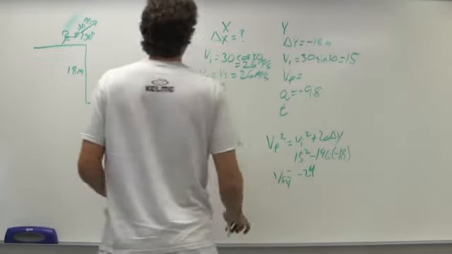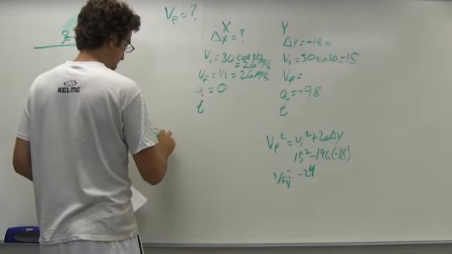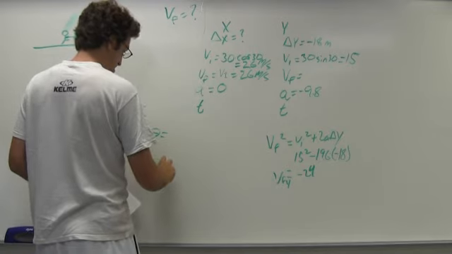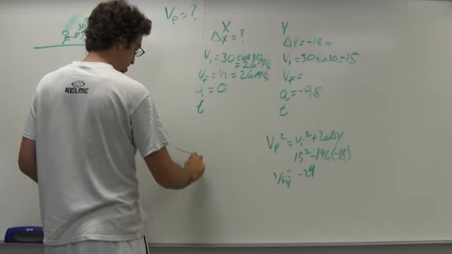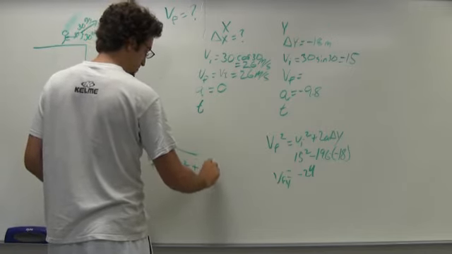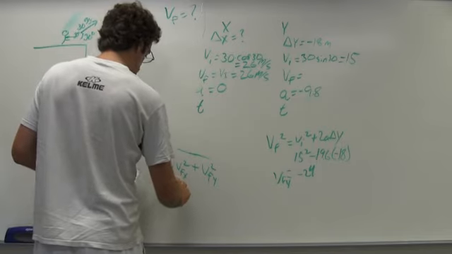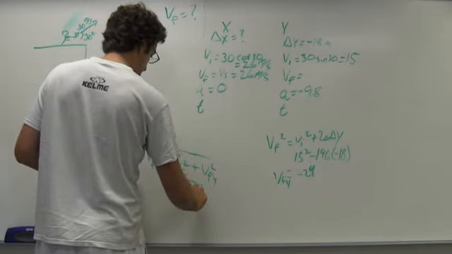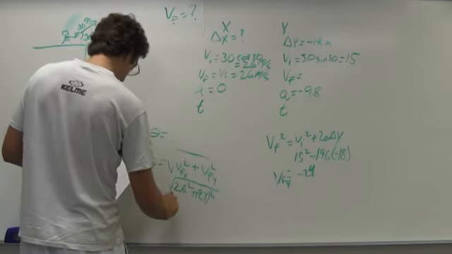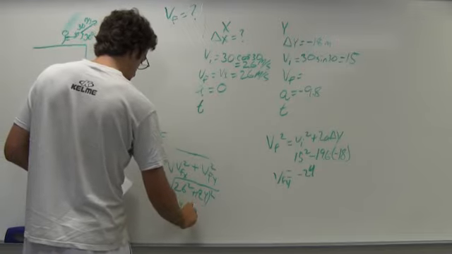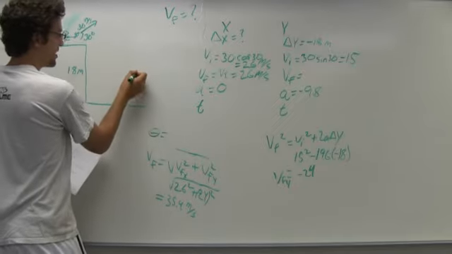Now, to find v final, we need to find both the angle, theta, and the magnitude. So v final is going to be the square root of v final x squared plus v final y squared. Simple Pythagorean. When we Pythagorize, we've got 26 squared plus negative 24 squared, and that should come out to be 35.4 meters per second.